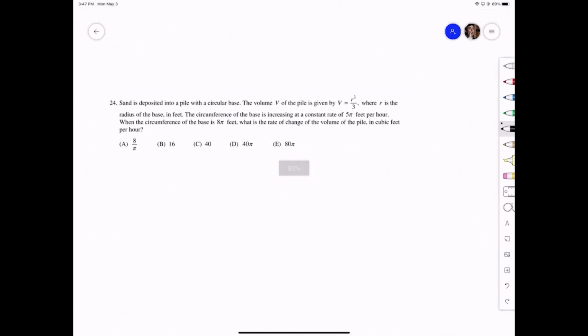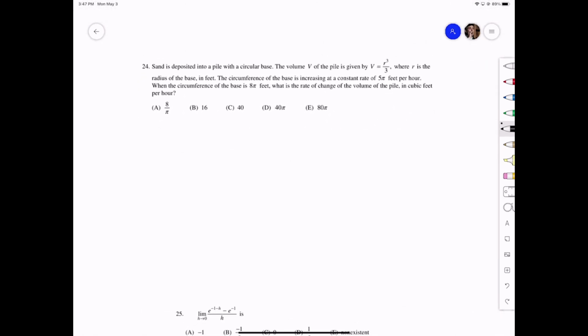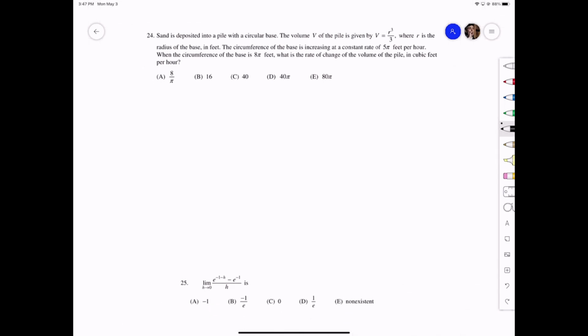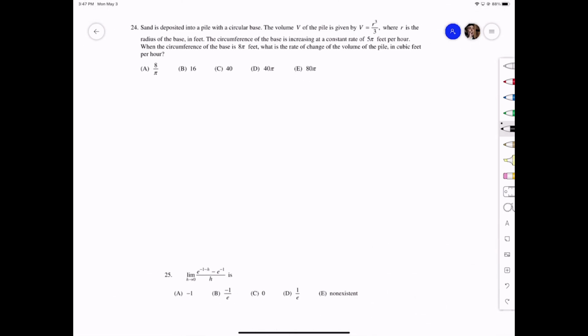24, right here. Okay, sand is deposited into a pile with a circular base. The volume V of the pile is given by V equals r cubed over 3, where r is the radius of the base. The circumference of the base is increasing at a constant rate of 5 pi feet per hour. When the circumference is 8 pi feet, what is the rate of change of the volume?